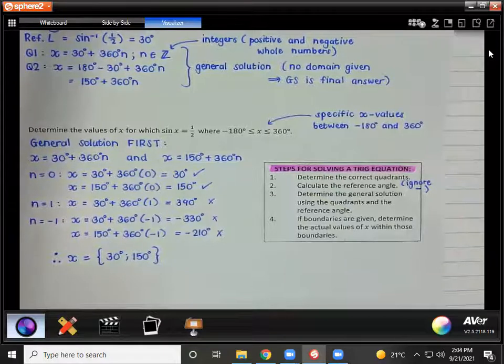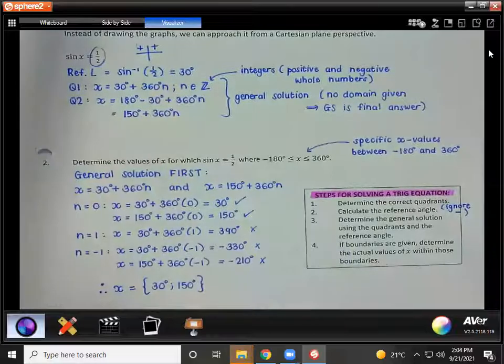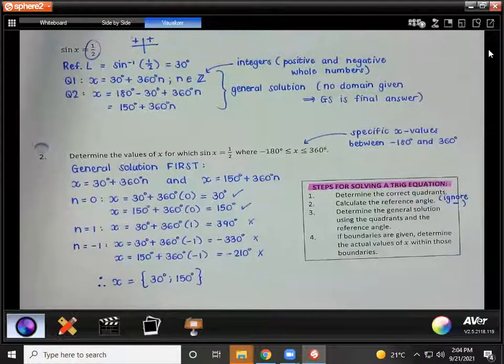Then for number 3, we're going to determine the general solution using the quadrants and the reference angle. Right, the general solution is what we did up here. That is the plus 360n thing. All right, so that's step 3.